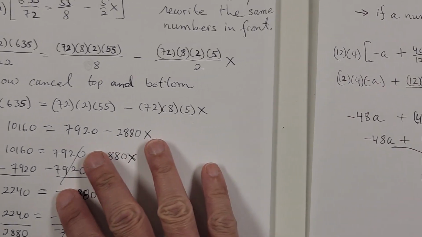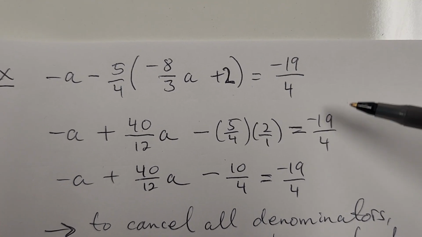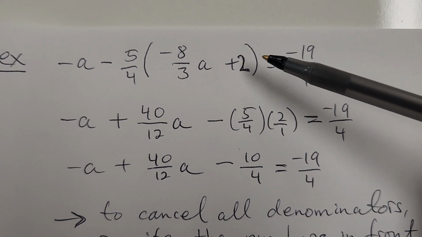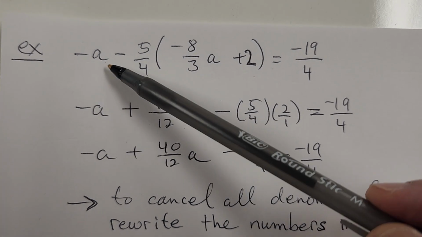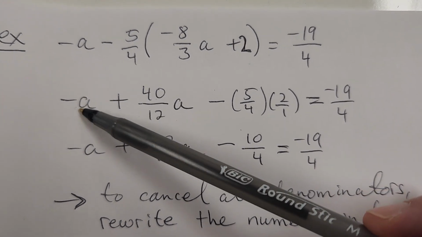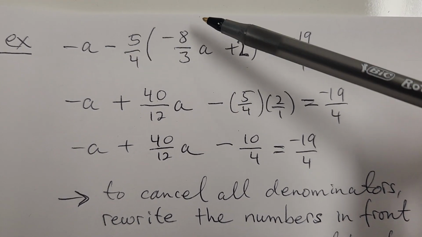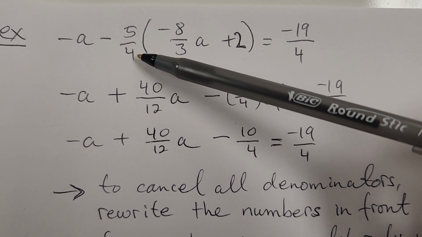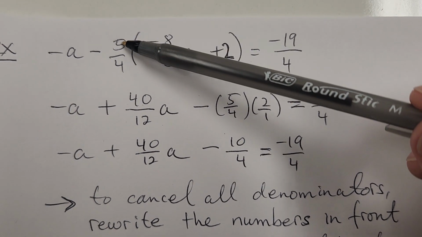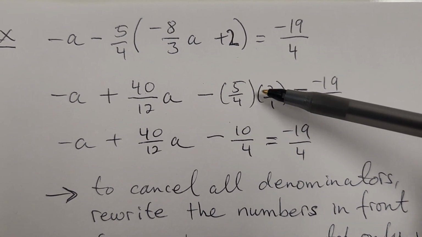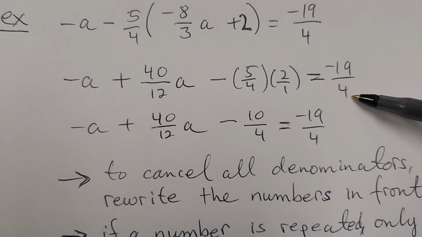The next example, very similar. Okay, so here is an example. Again, I have parentheses, so make sure I multiply that out. This negative a, I haven't done anything to it, so bring it down. So multiply across. 5 times negative 8, positive 40. 4 times 3 gives me 12. Don't forget the a. Negative 5/4 times 2, which I have right here, and then equal negative 19 over 4.